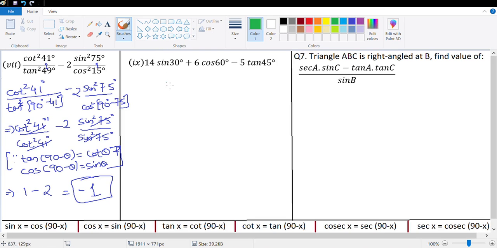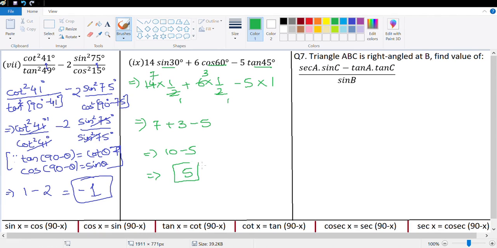14 times sine 30 degree plus 6 times cos 60 degree minus 5 times tan 45 degree. Oh, I think this is a question from the previous chapter which they put in this exercise. These are standard angles and we know their values. So we know sine 30 degree is equal to half. We know cos 60 degree is also equal to half, and we know tan 45 degree is equal to 1. So this is 14 times 1/2, 6 times 1/2, 5 times 1. So this is 7 into 1, that's 7, plus 3 into 1, that's 3, minus 5. So this is 10 minus 5, and the answer is 5. So the value is 5.